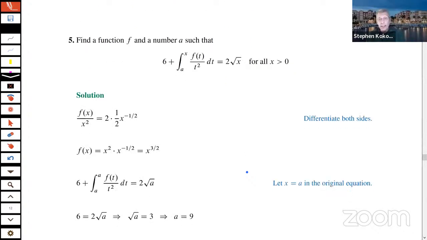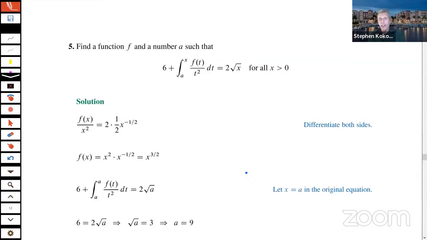This one is a little bit different here. Oh, I wish I could hide a little bit of that. Here's a function, or here's an expression, and it says find a function f and a number a so that that expression is true for all x greater than 0. Well, that's kind of a crazy looking expression. What do we do there?